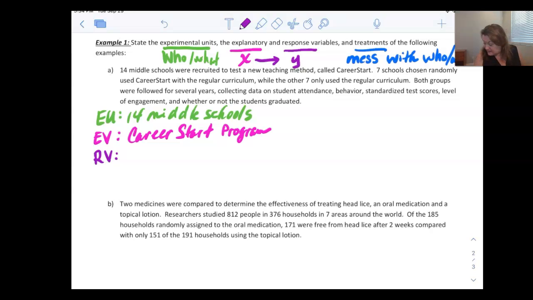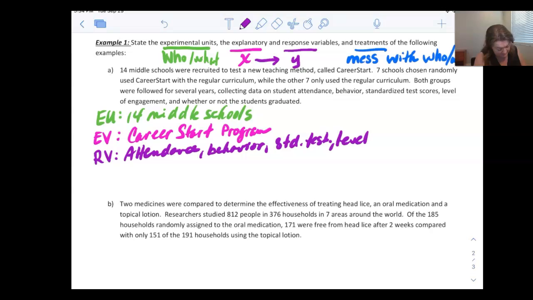So that is attendance, behavior, standardized test scores, and level of engagement. And then something about graduation. Okay, those were all the things that they were measuring to see if this was going to be a success or not. All right, so last thing is, what are the treatments?